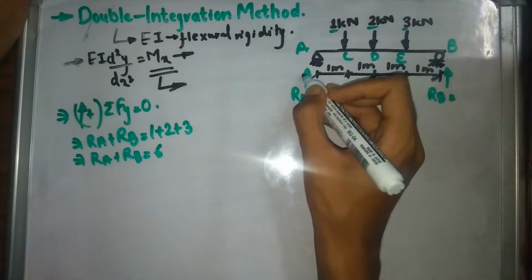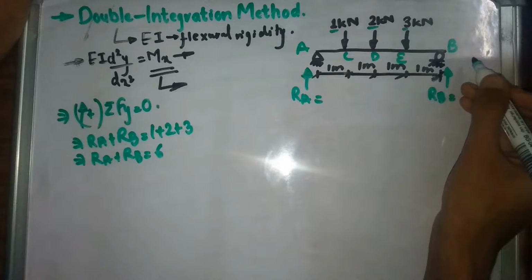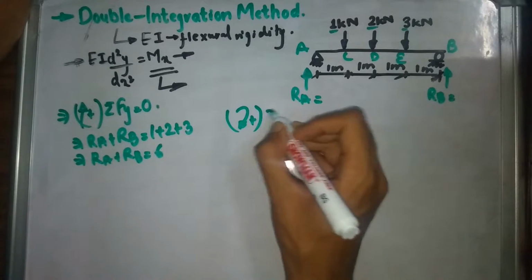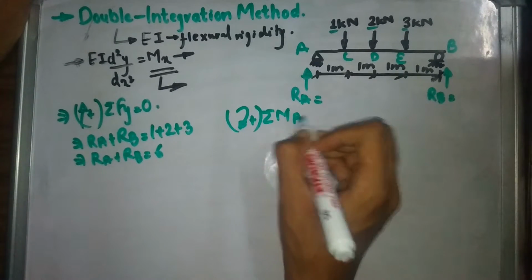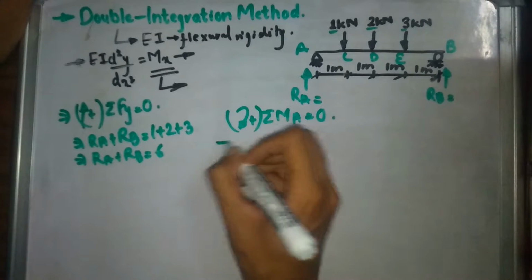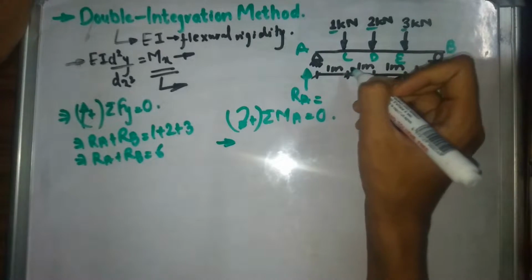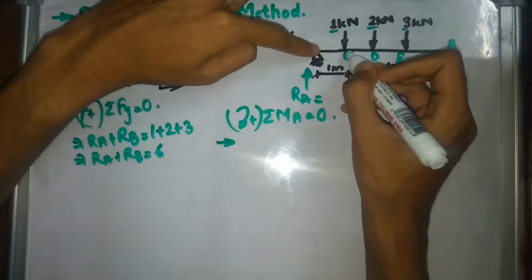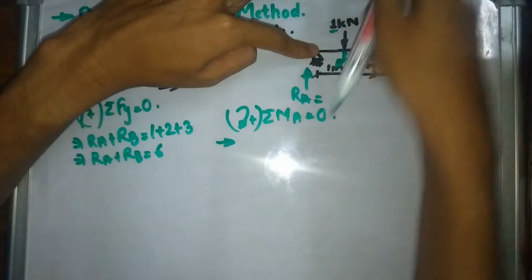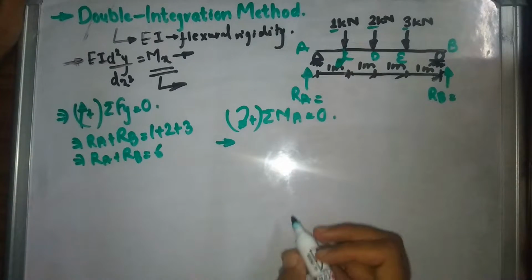Next we are going to take moment about A equals 0, or else we can take moment about B equals 0 as well. First we take moment about A equals 0, taking clockwise moment as positive. We can take anti-clockwise moment as positive as well. Firstly, 1 kilonewton is acting at a distance of 1 meter from A. It is pushing downward, so it produces clockwise moment, and since we are taking clockwise moment as positive, it is positive.